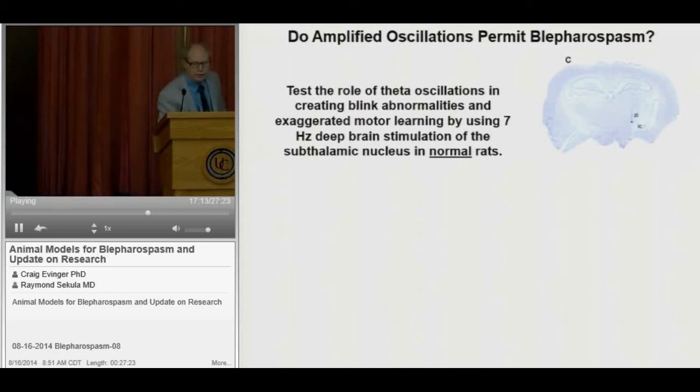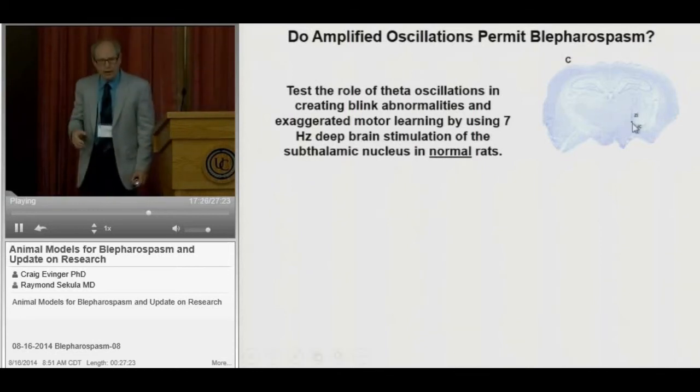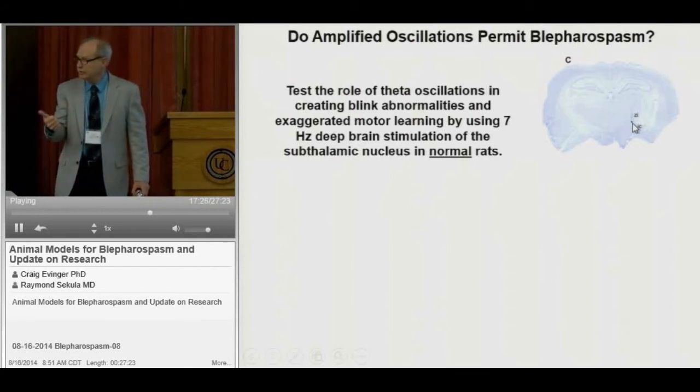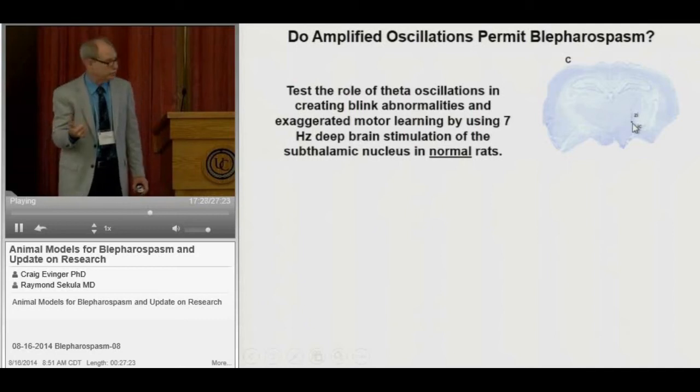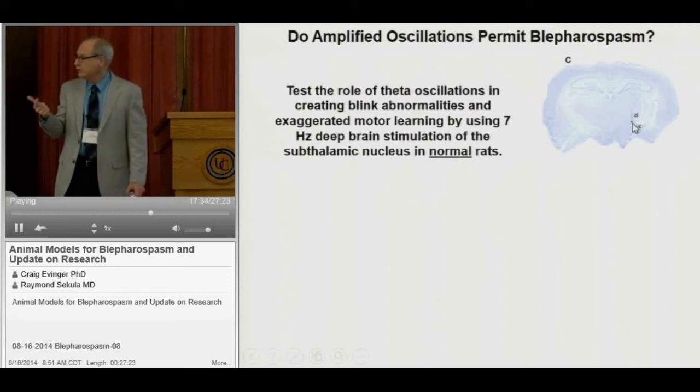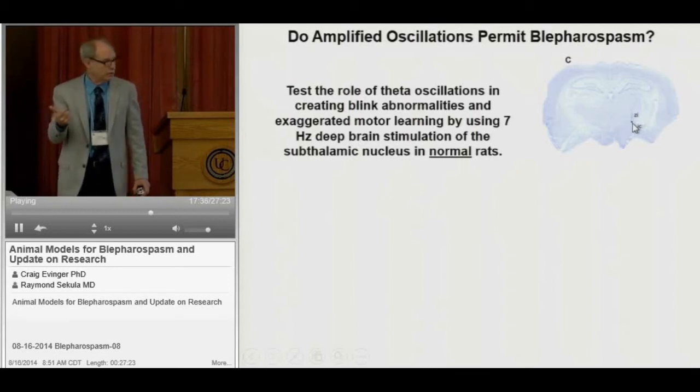And we put an electrode there and we did stimulation. Okay? Deep brain stimulation. And we stimulated at different frequencies. We stimulated at 7 hertz, which is a frequency associated with dystonia. We stimulated in the same rat at a different time, not all at the same time, 16 hertz, which is typical of Parkinson's disease. And then we did 130 hertz.